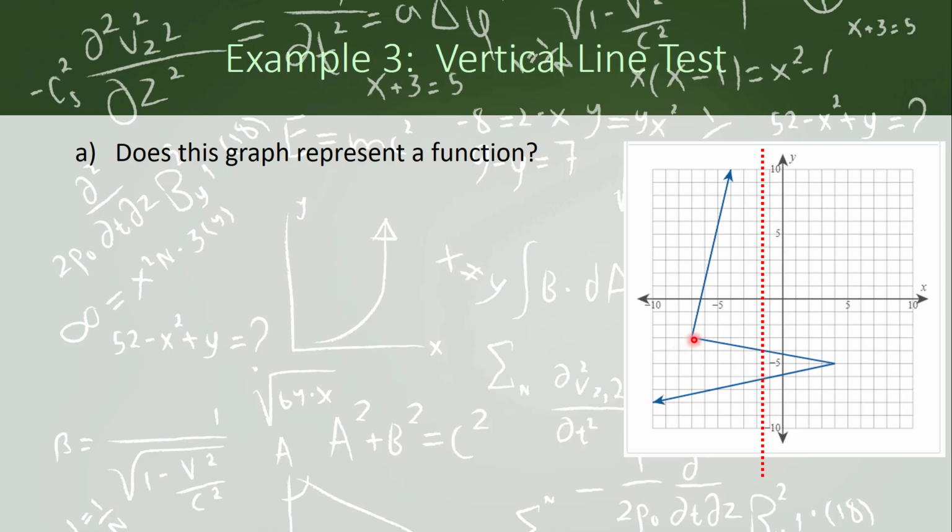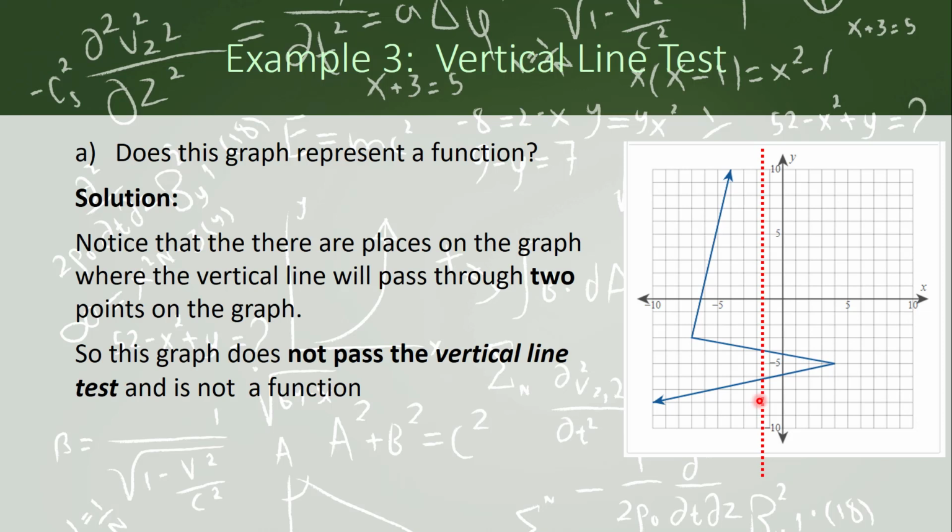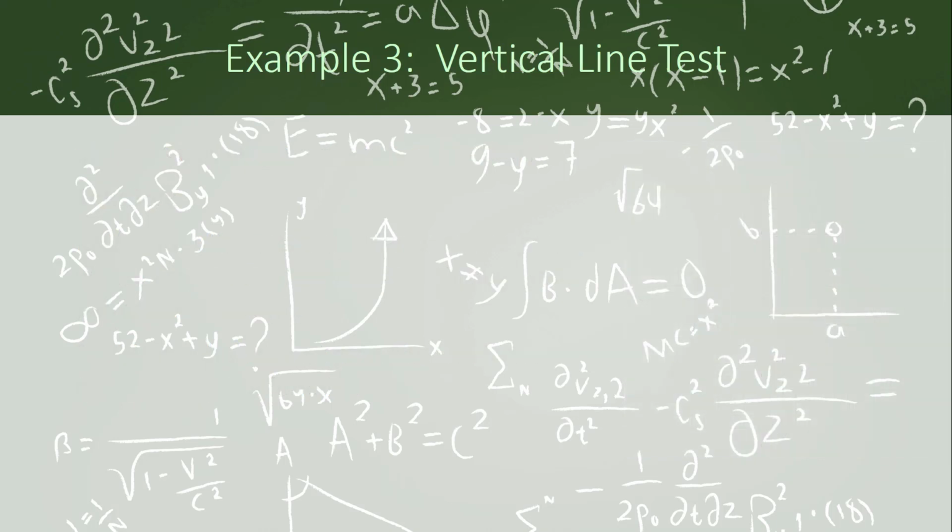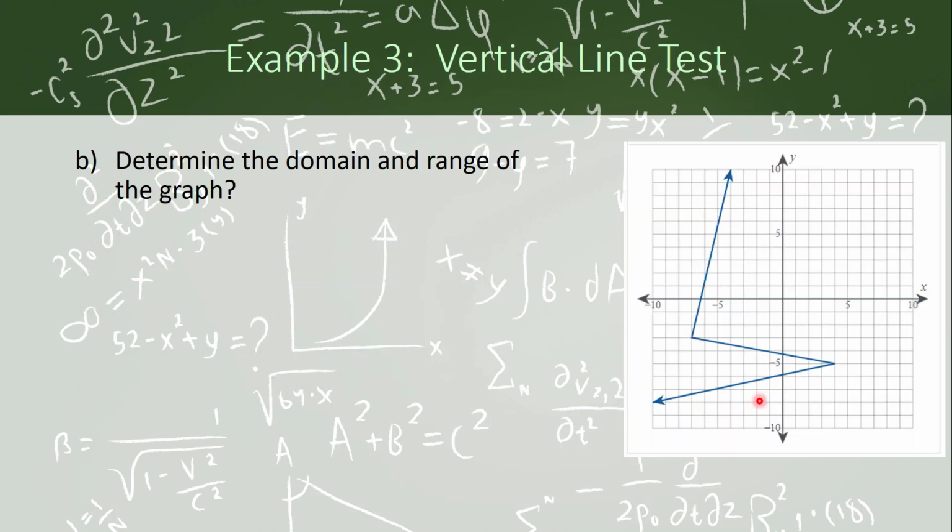And anywhere within this range, it will cross the graph at more than 1 point. Actually, if we had the vertical line here, it would cross the graph at 3 points. And for it to be a function, it must intersect the graph at most 1 point. So this is not a function. It does not pass the vertical line test. However, even though it's a relation, we can still determine the domain and range for this particular graph.